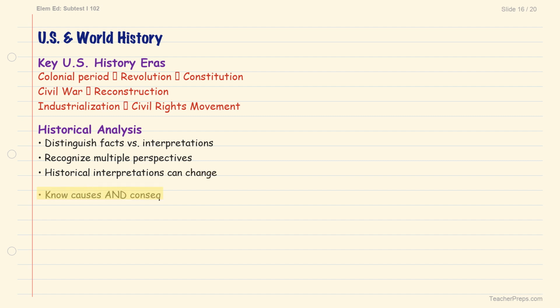A critical skill is historical analysis, distinguishing facts from interpretations, recognizing multiple perspectives, and understanding that interpretations can change as new evidence emerges.